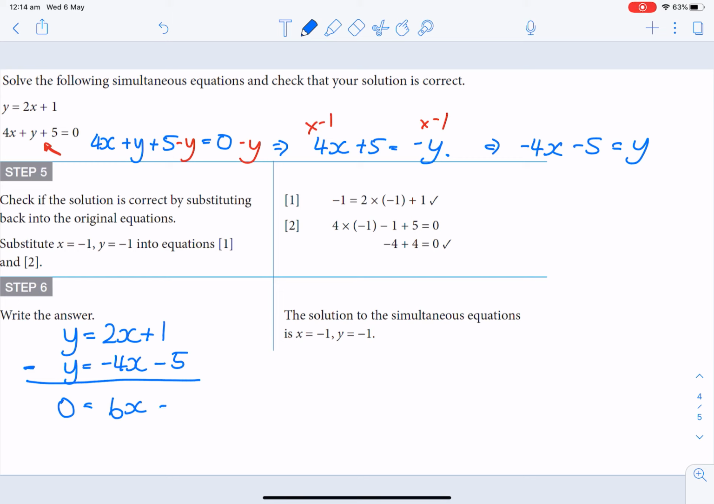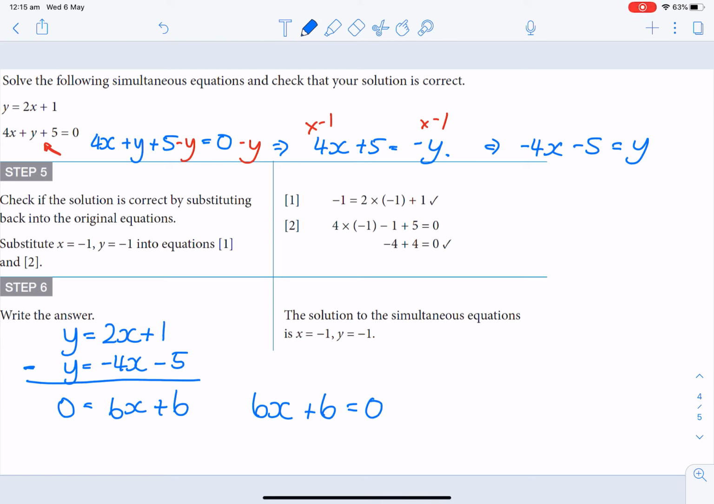And 1 take -5 gives us plus 6. So I've got 2x plus 1 equaling -4x minus 5. I could rearrange it all if I wanted to, but if I put one on top of the other and I subtract them, I cancel out my y's and I can solve for x. So I've now got 6x plus 6 equals 0.